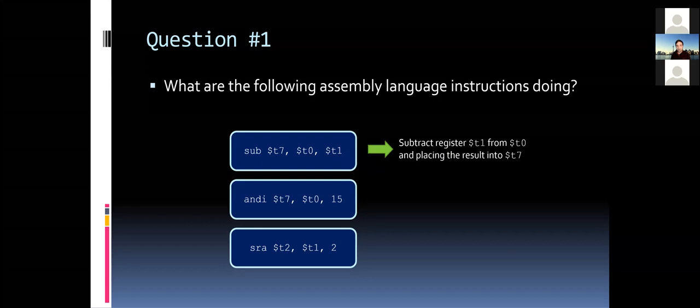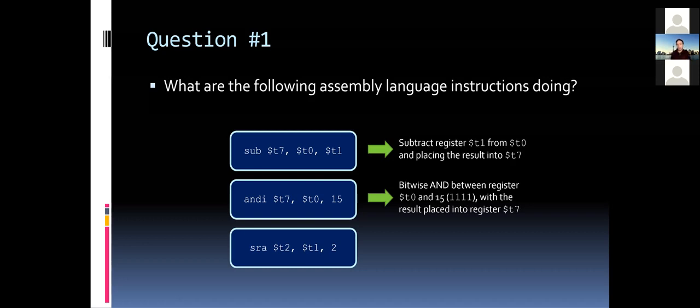So how about the second instruction? Well, the second is not a plus, so it cannot be a plus. Don't rush. Essentially you do a bitwise AND, right? And one of the parameters is a constant. So one parameter is T0. The second parameter is the constant 15 that would be represented as 4 ones. And the result of this AND will be placed into register T7. Someone wrote it properly there.